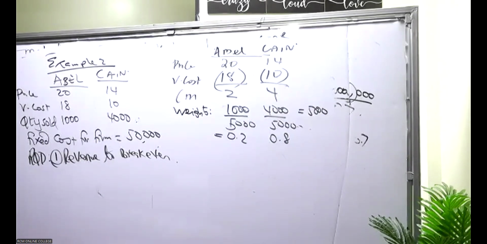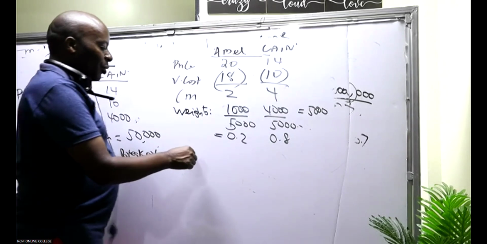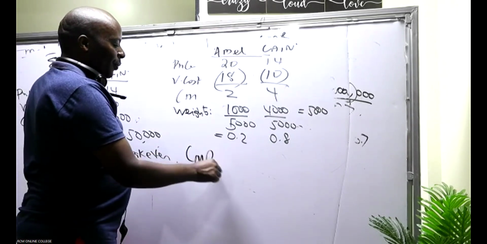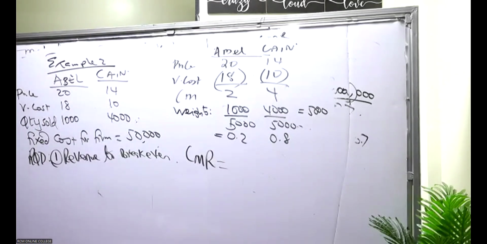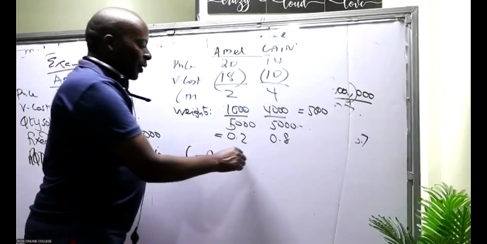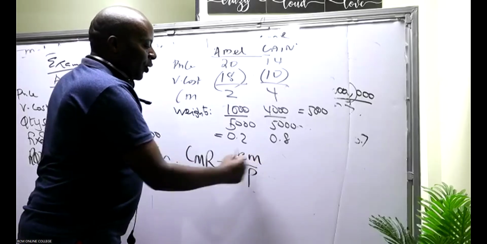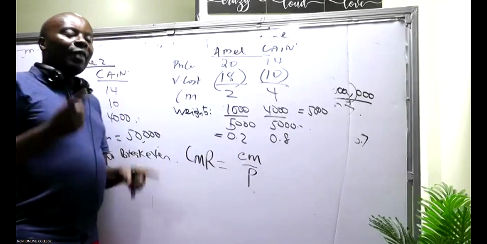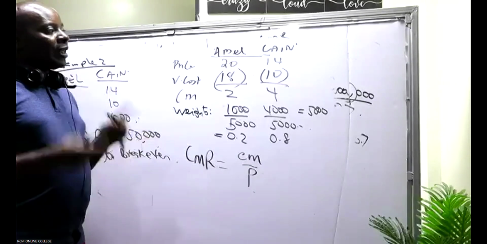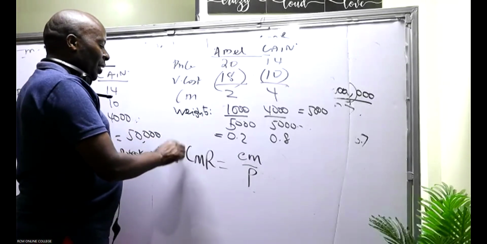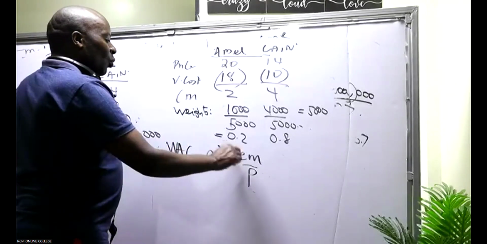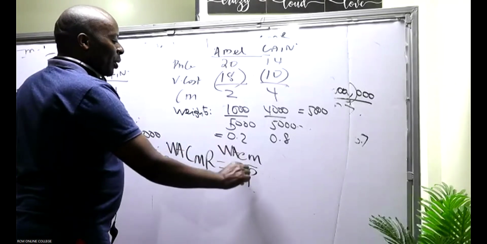Now, from there, what will be my next step? I know that now they want me to get the contribution margin ratio. How do I get it? To get contribution margin ratio, we normally take the ratio of the CM over price. I will never calculate CMR for each product independently. No. I want to get the weighted average contribution margin ratio, so it must be WACM over WAP.